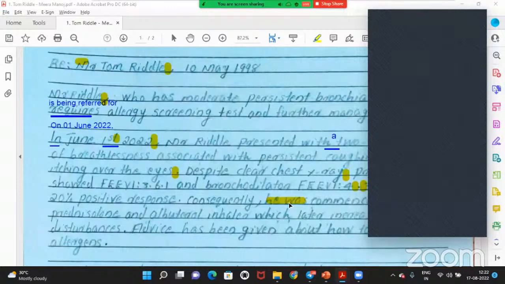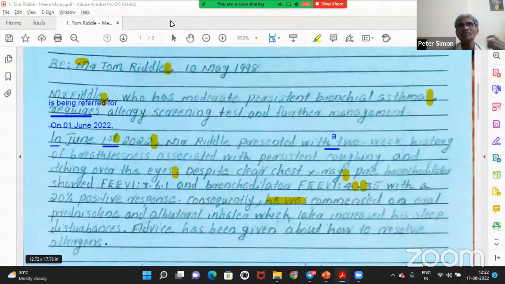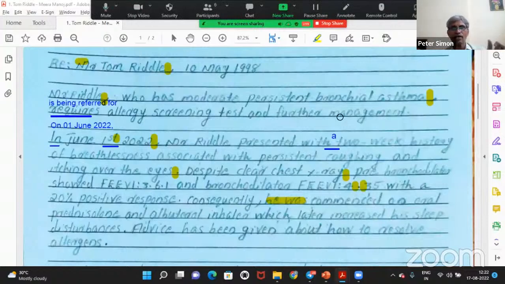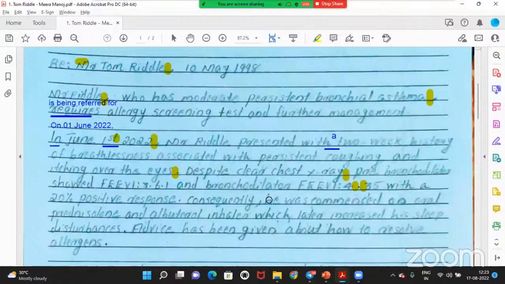Meera, what you can do is, do you want me to correct the sentence or do you want me to give the improvement also? What exactly do you need? Do you want me to just correct? This is correct, there is no need, I don't have anything here. Consequently, he was commenced on oral prednisolone. Do you want me to just leave it as it is or do you want improvement? I want improvement, sir. Okay, improvement, then fine.